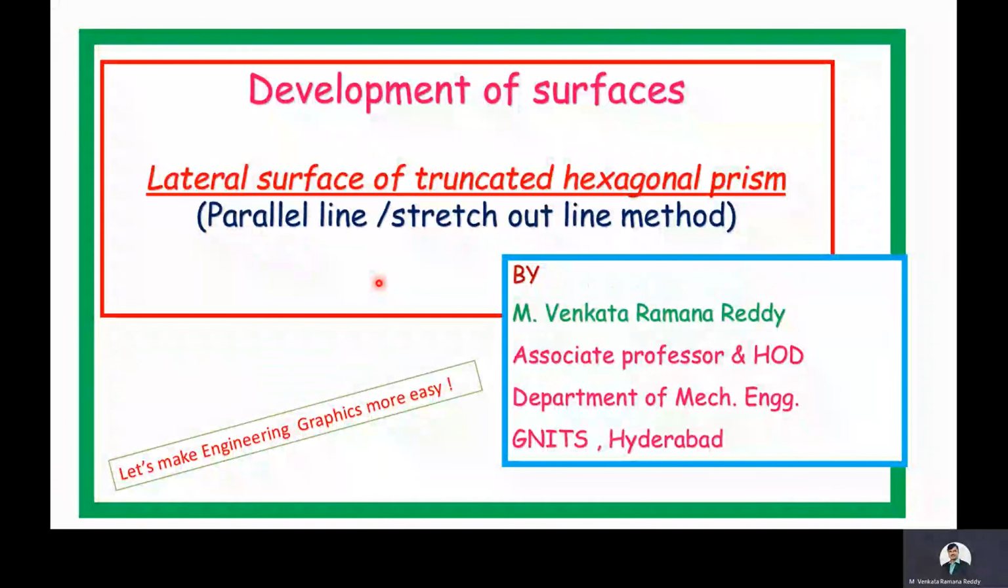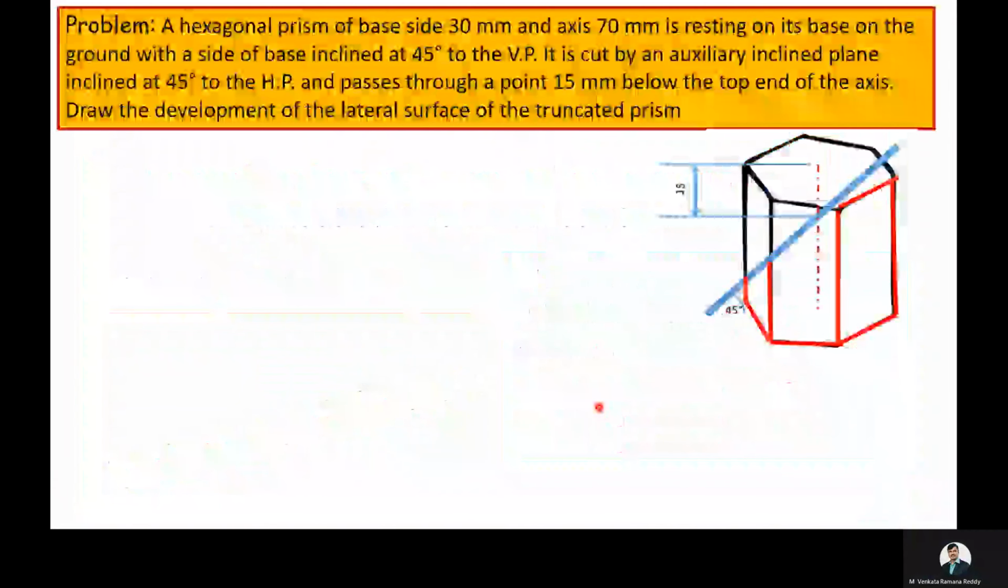Now we'll enter into the problem. The given problem is a hexagonal prism of base side 30 mm and axis 70 mm is resting on its base on the ground with a side of the base inclined at 45 degrees to the VP. It is cut by an auxiliary inclined plane inclined at 45 degrees to the HP and passes through a point 15 mm below the top end of the axis. Draw the development of the lateral surface of the truncated prism.